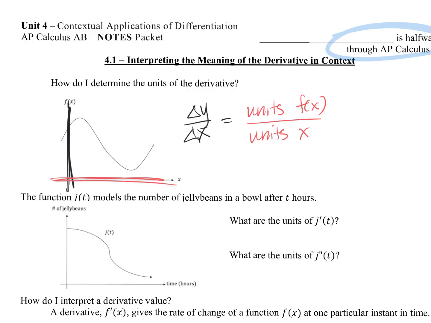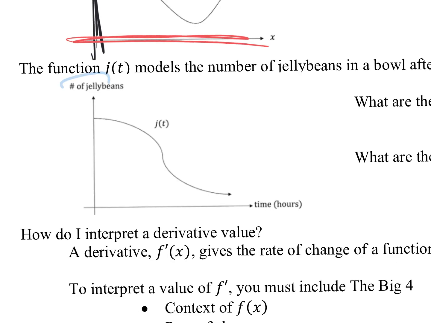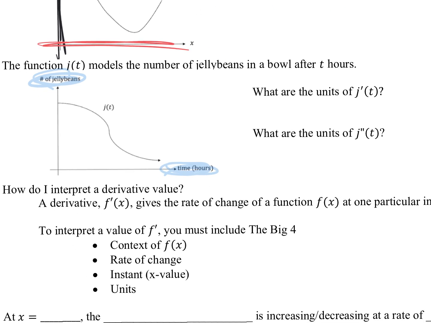So, you guys, it says the function J of t, look at what they said. They said it models the number of jelly beans in a bowl after a couple hours. If it's my bowl of Jelly Bellies, the number of Jelly Bellies in this bowl is going to be modeled this way because the number will be decreasing. I will be eating them. So who could tell me what the units of J prime would be?